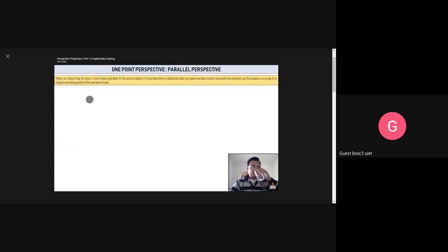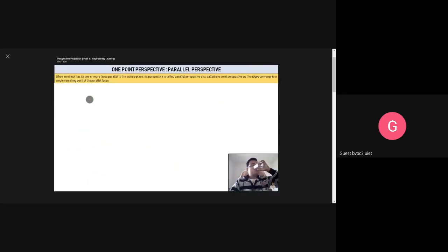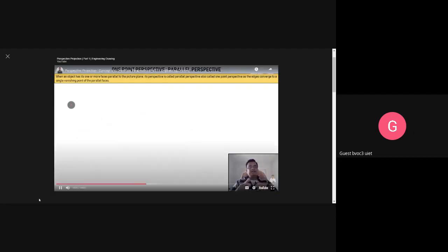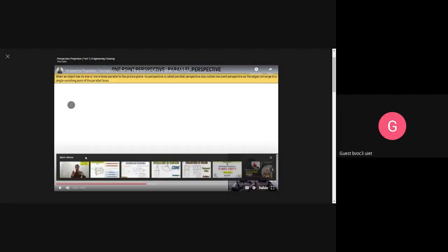So just read this definition. Now let me make it very clear. You've got the picture plane and the ground plane. Remember, picture plane and the ground plane. Now if one face or more than one face of the object is parallel to the picture plane, then the perspective that you're going to make is going to be a parallel perspective, and you'll always get one single vanishing point.